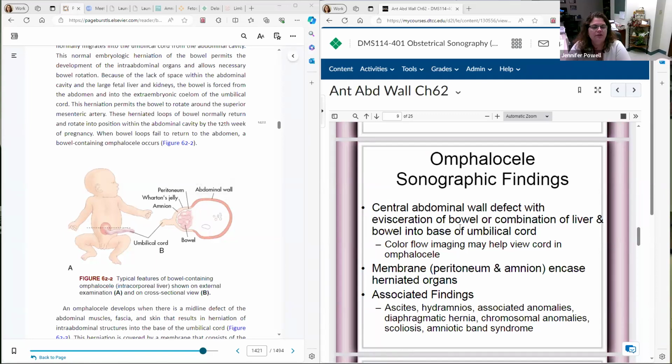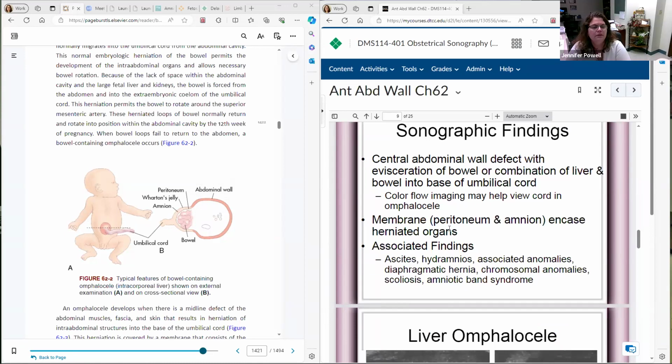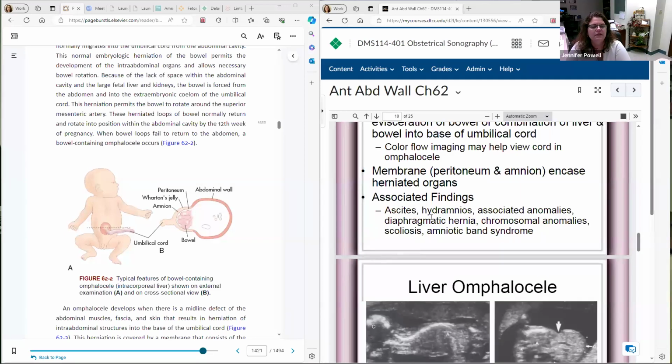Alrighty, so sonographic findings: central abdominal wall defect with evisceration of bowel. That means like total destruction, evisceration of bowel, or combination of liver and bowel into the base of the umbilical cord. Color flow imaging may help view the cord in the omphalocele. Membrane, which is peritoneum and amnion, encases the herniated organs. Associated findings may be ascites, polyhydramnios, associated anomalies, diaphragmatic hernia, chromosomal anomalies, scoliosis, amniotic band syndrome.